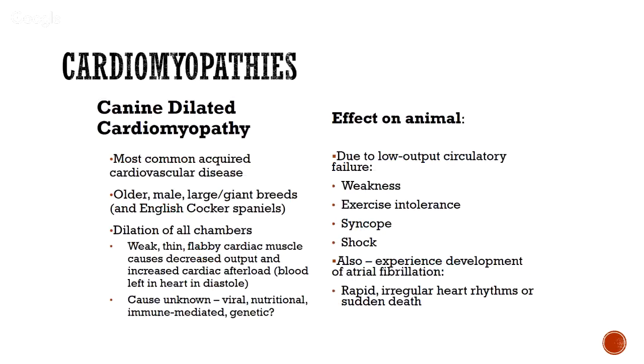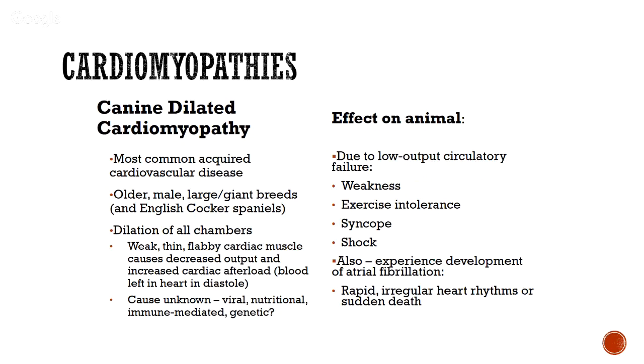Cardiomyopathies, we're going to talk about a couple of different ones. The first one is canine dilated cardiomyopathy. It is the most common acquired cardiovascular disease. We see it in older male large and giant breeds, but also in English Cocker Spaniels, so that's where there's a genetic component to it. Dilated cardiomyopathy leads to the dilation or dilatation of all chambers. What's happening is that the cardiac muscle gets stretched. It becomes weak, thin, and flabby, which decreases the cardiac output.